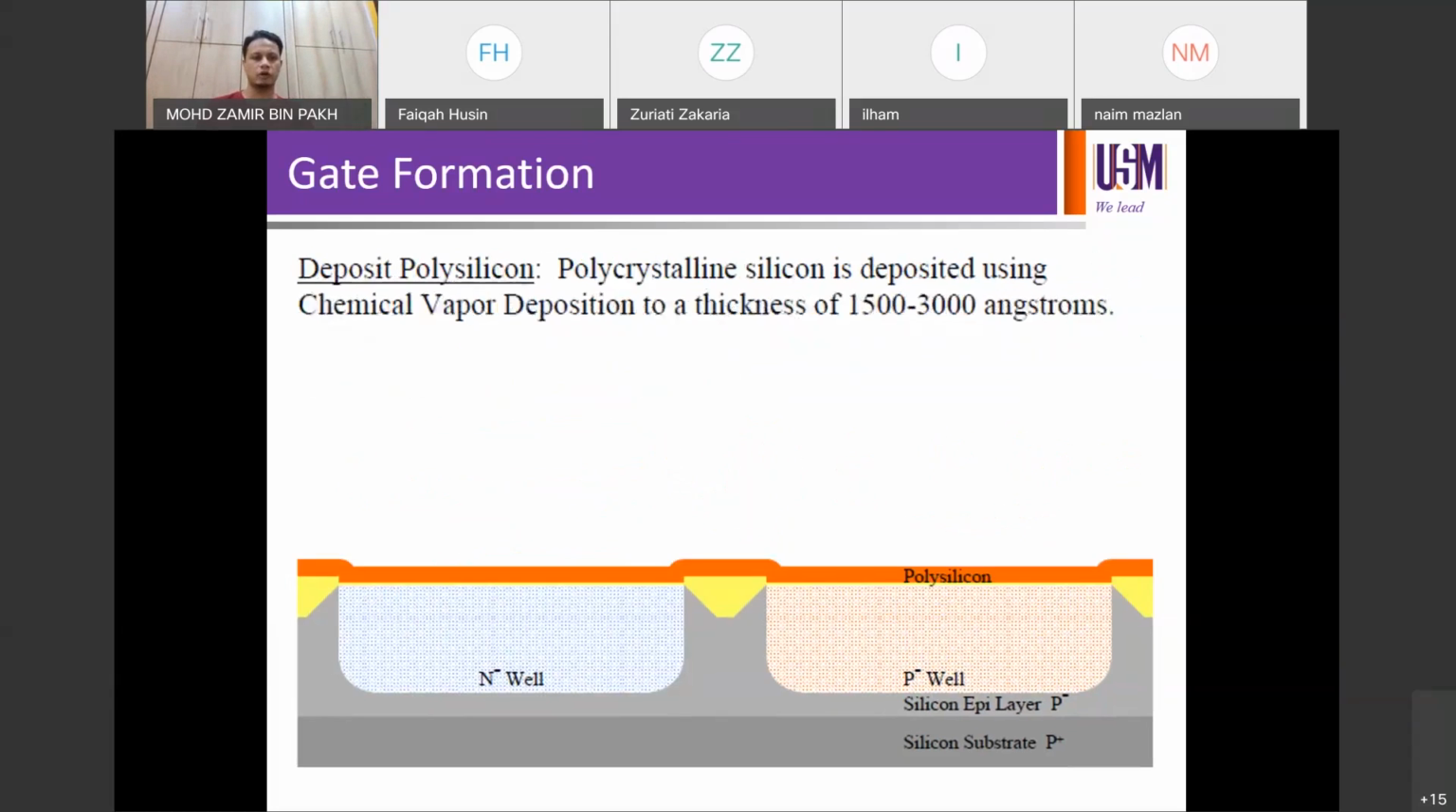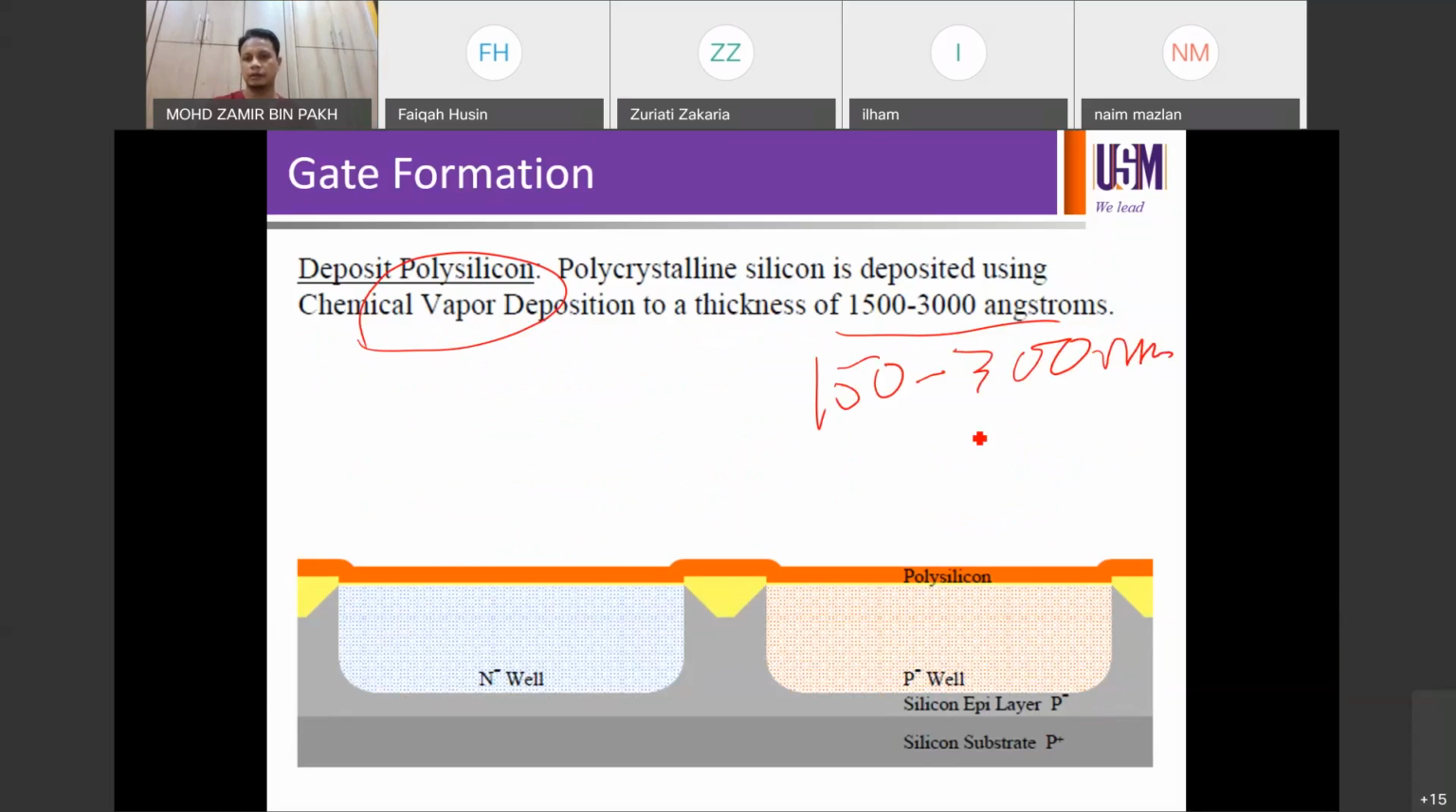Next, you've got your gate ox now. Next, polysilicon deposition. Polysilicon deposition by CVD process, right? Deposition. So a thickness of about 150 to 300 nano.